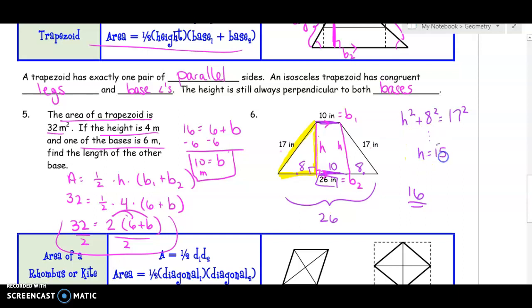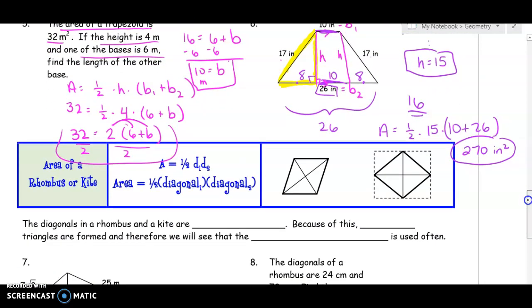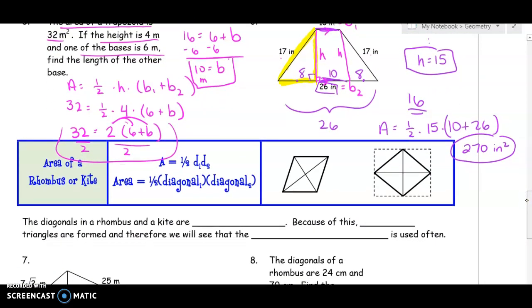So h equals 15. All right, we have the height, we have the bases, and now we can plug it in. The area is 1/2 times the height, 15, times base 1, 10, plus base 2, 26. And then you can type this whole thing in on your calculator, and you're going to get 270, and it'll be square inches for your units. All right, so that's how that one works.